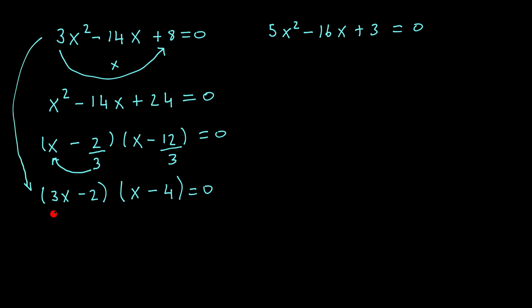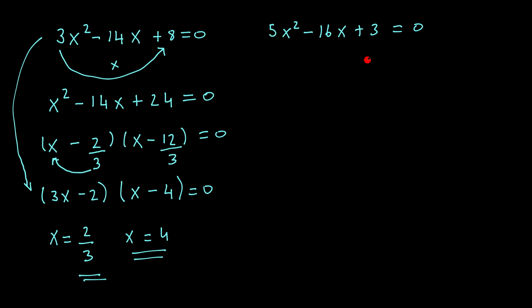That's been factorized. Now I can just solve this, and of course we've already solved this, so for this we got x is equal to 2 over 3 and x is equal to 4. So that's one way of doing it.